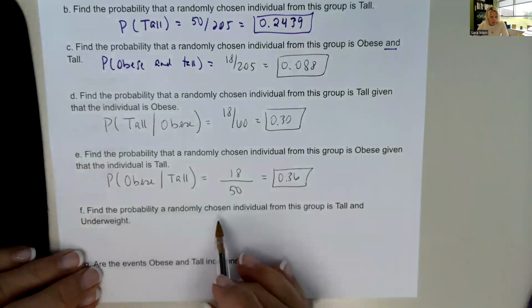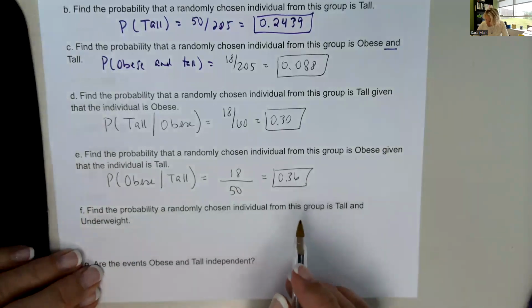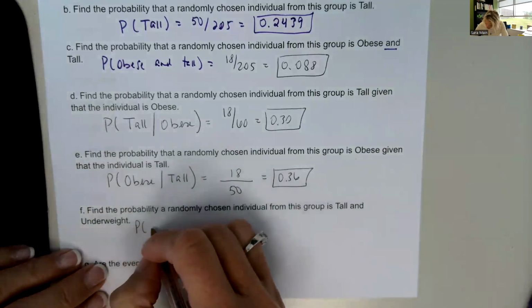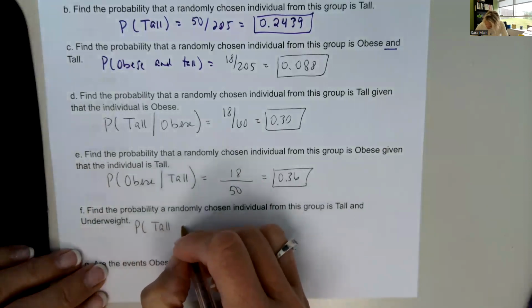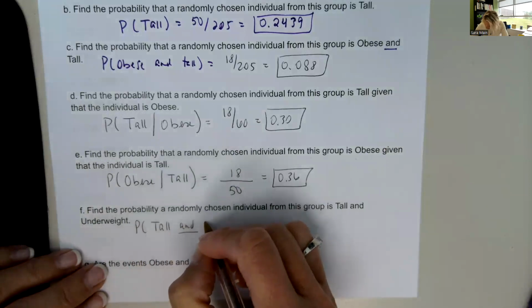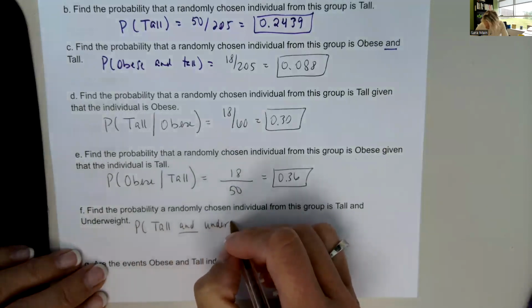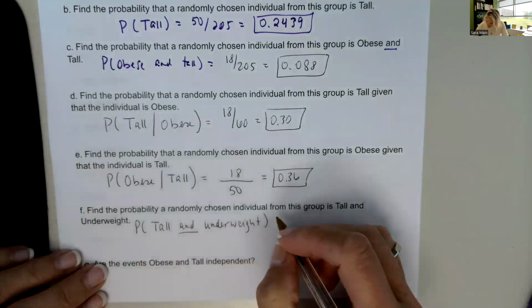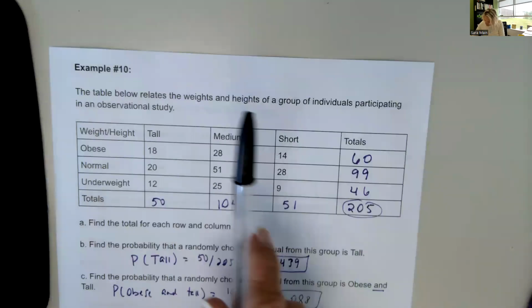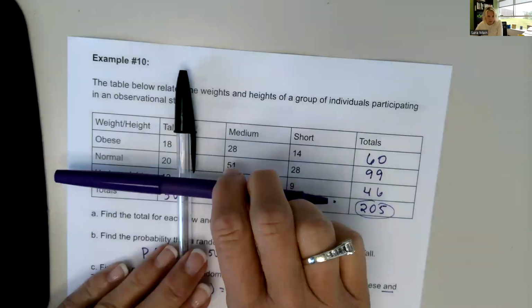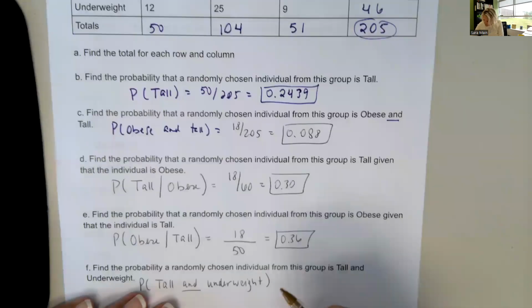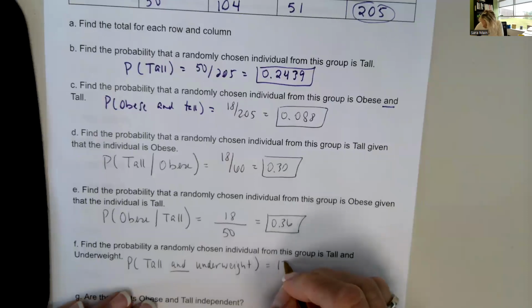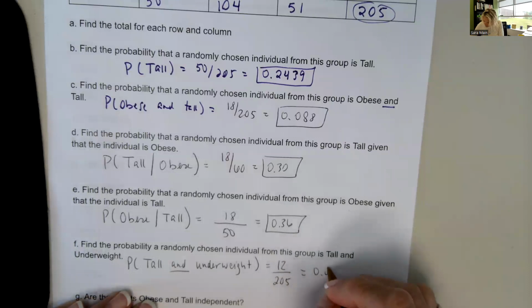Find the probability that a randomly chosen individual from this group is tall and underweight. So the probability of tall and underweight is 12 individuals out of the total, because it's not a contingent. So 12 out of 205 is 0.0585.